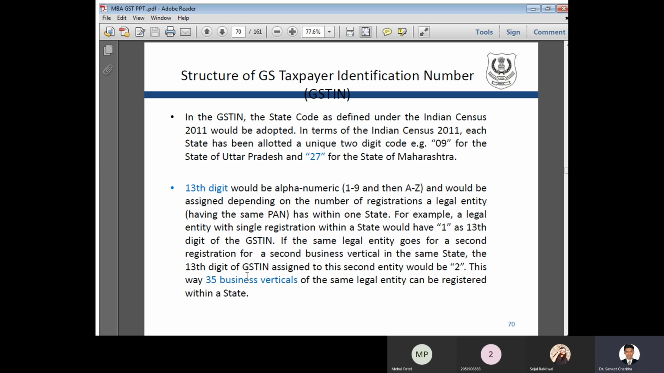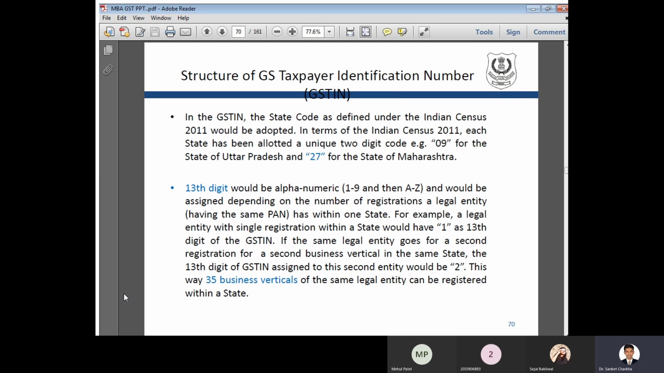So depending on how many business verticals you have, the number will be provided accordingly. It may be from 0 to 9, or it may be from A to Z. This way, 35 business verticals of the same legal entity can be registered within a state. So you can register the business activities under a single vertical or multiple verticals.